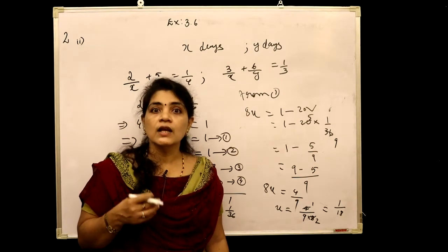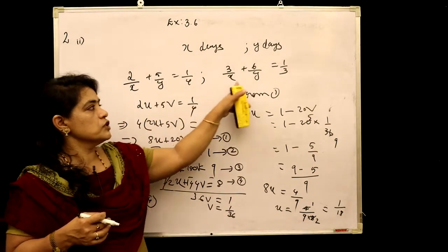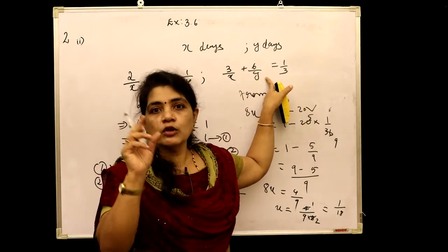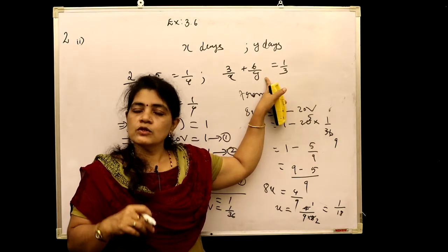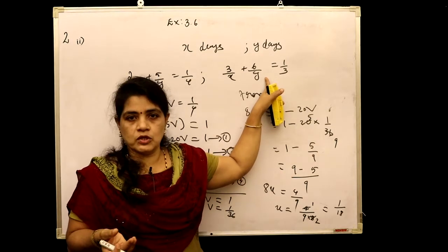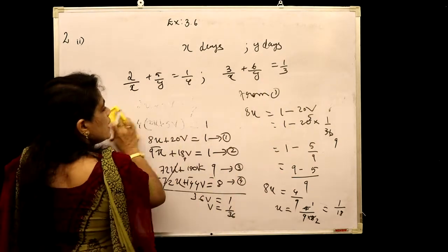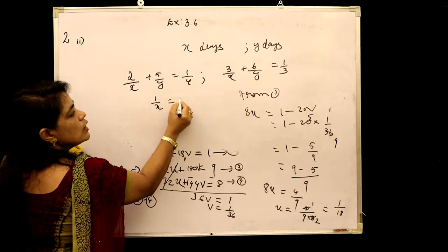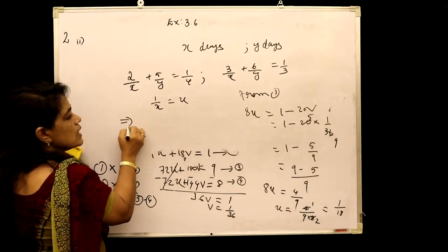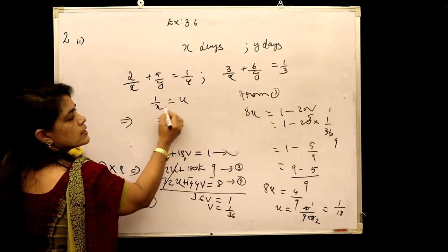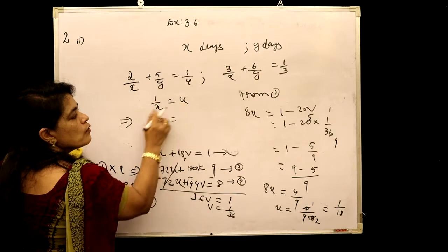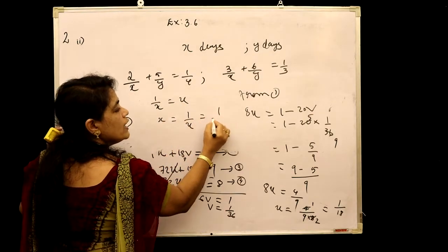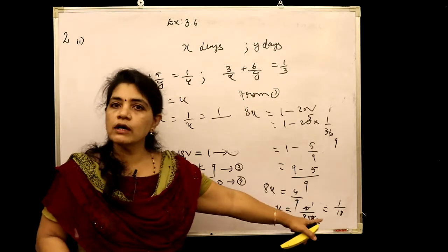But what we need? We have x and y in the equation. We have taken the time taken by one woman alone to finish the work as x days. So we have to find out x. So resubstitute. That means we have substituted 1 by x is equal to u. From this, x is equal to, x will go to RHS, so u will come to denominator, so 1 by u. What is u? 1 by 18.